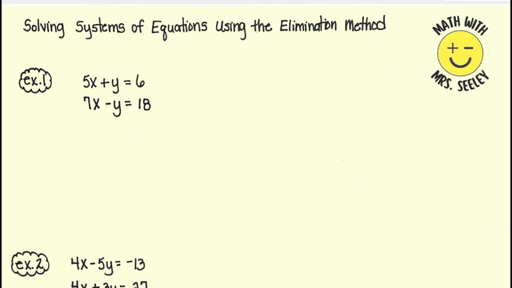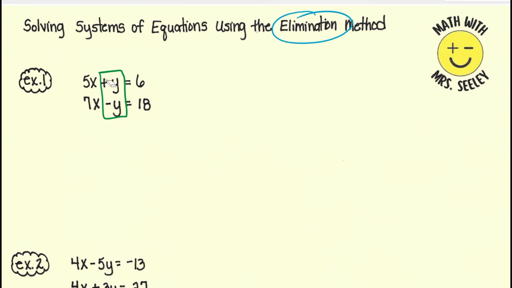To solve a system of equations using the elimination method, you need to do what it says: eliminate. That means that you want to cancel one of your variables out. In this first example, that's going to be pretty easy to do because those y's, one's a positive and one's a negative, and they're already going to cancel each other out.